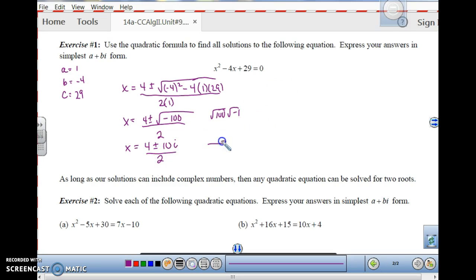Okay, now the 2 is going to divide both of these terms. So that gives me x equals 4 over 2 plus or minus 10i over 2. So that gives me 2 plus or minus 5i. And that would be my roots. 2 plus or minus 5i. As long as our solutions can include complex numbers, any quadratic equation can be solved for 2 roots. Remember, this is really 2 plus 5i and 2 minus 5i.